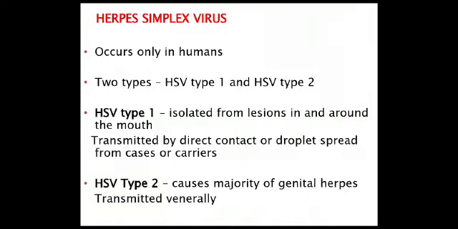Coming to the herpes simplex viruses, they occur only in humans. There are 2 types, herpes simplex type 1 and herpes simplex type 2. Herpes simplex type 1 is isolated from lesions in and around the mouth, and usually the transmission is by direct contact or droplet spread from cases or carriers. Type 2 causes the majority of genital herpes, which is transmitted venereally. To remember the type of lesions which HSV1 and HSV2 produce: above waist lesions are most often HSV1, and below waist are HSV type 2.